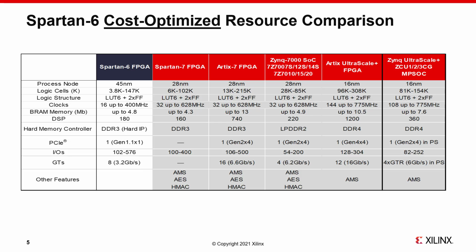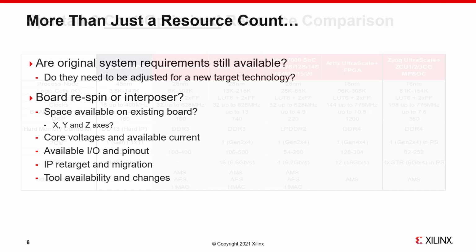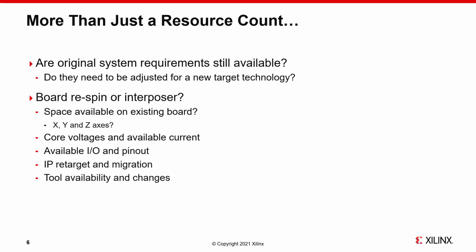This chart shows the cost-optimized family architectures that were considered in the design of this course. Your particular needs should guide you towards which device is best suited as the target of your migration. The families considered are, for the 7 series, the Spartan-7, the Artix-7, and the Zynq-7000 series. For UltraScale+, it's the Artix and the Zynq UltraScale+ members of those families. So again, it's more than just a resource count.